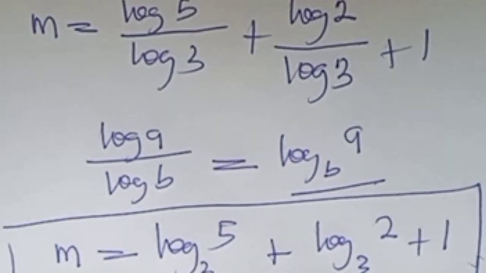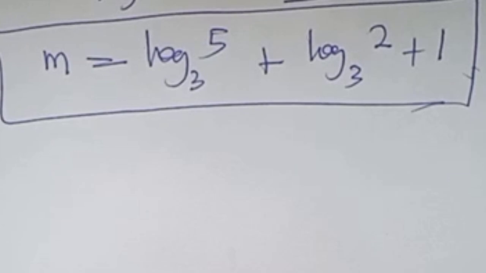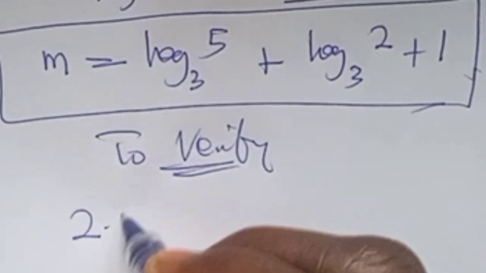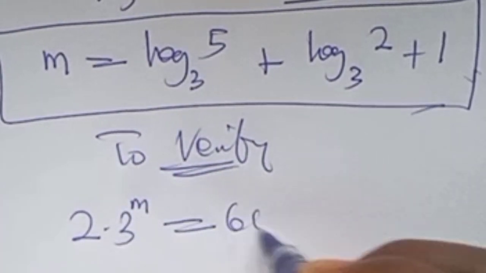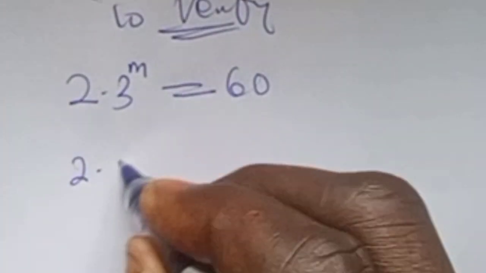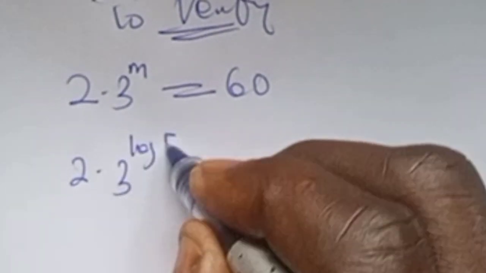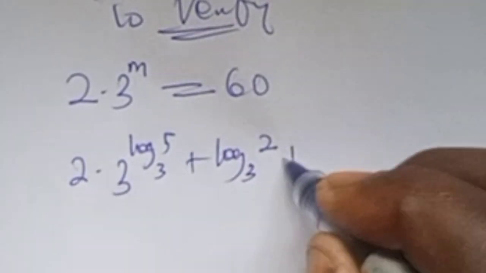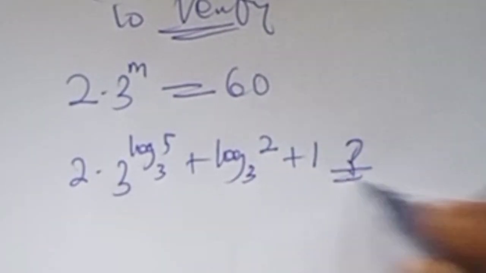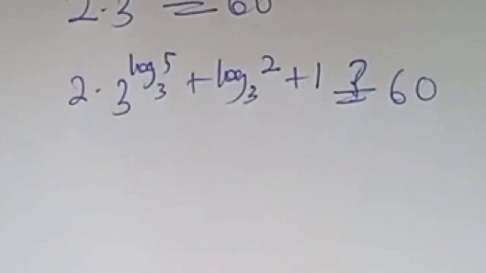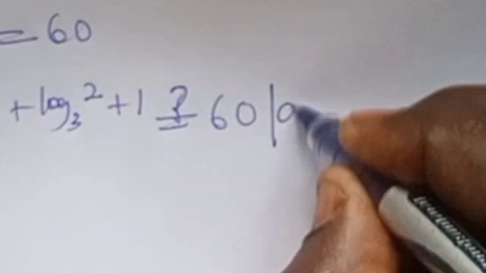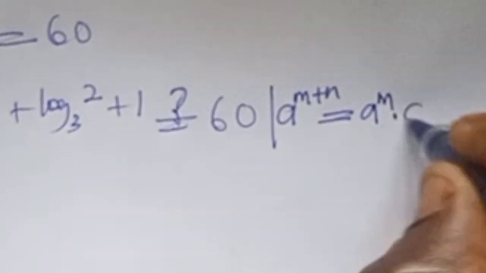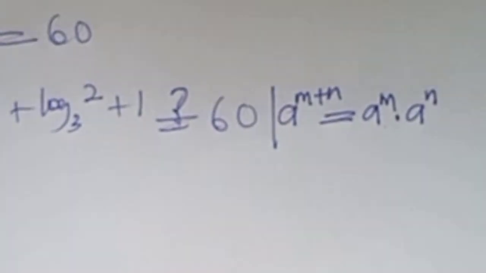We can check if this value of m can satisfy the original equation. So from the original equation, we have 2 times 3 to the power of m equals 60. So that 2 times 3 to the power of log 5 base 3 plus log 2 base 3 plus 1. We want to show if this is equal to 60. But a to the power of m plus n can be written as a to the power of m times a to the power of n. So we're going to apply it here.